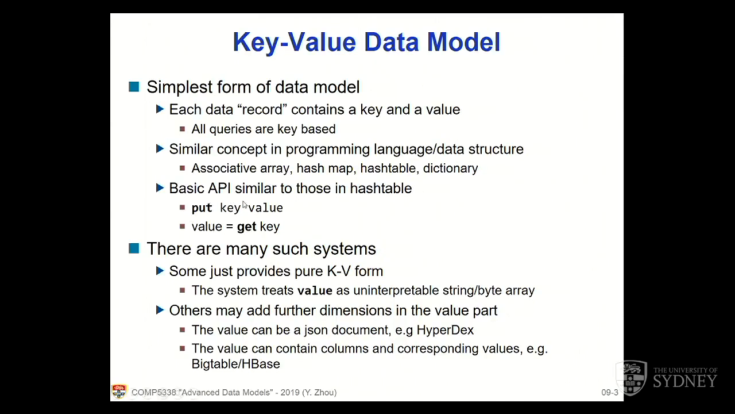And there's a basic API, again very basic. We don't have a lot of additional ones, only basic ones like put and get. It's very similar to those in a hash table. Put is where we put a value to associate with a key, and we can retrieve the value by giving a key. That's the two basic APIs. You might get a few very limited additional ones, like scanning a small range.